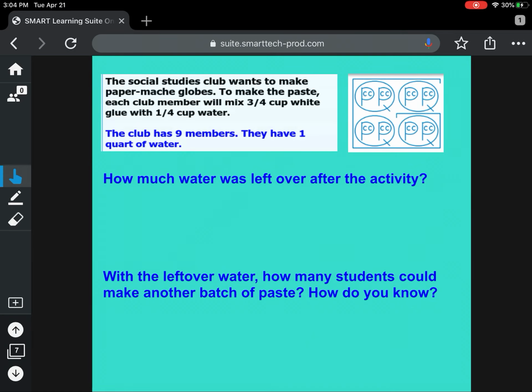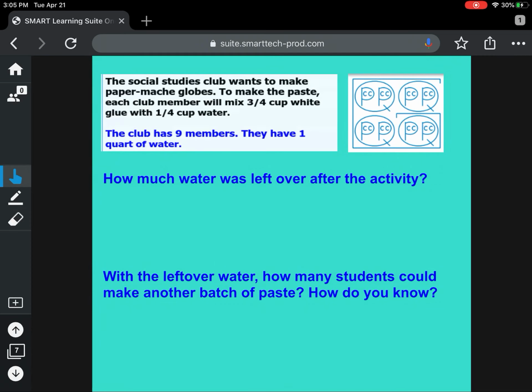Several of the next few slides will all be related to the math message problem, where they're talking about a group of kids making paper mache globes. The situation says, the Social Studies Club wants to make paper mache globes. To make the paste, each club member will mix 3/4 cup white glue with 1/4 cup water. The club has 9 members. They have 1 quart of water.